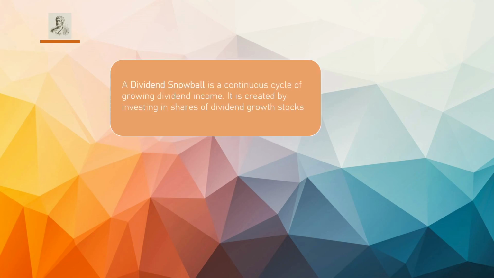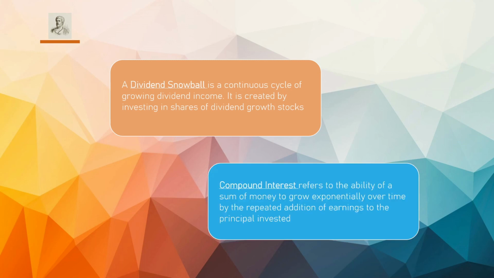Alright, so what is the dividend snowball and how can you use it to your advantage? So first of all, a dividend snowball is a continuous cycle of growing dividend income. It is created by investing in shares of dividend growth stocks. A bit of a disclaimer on this, it doesn't exactly have to be dividend growth stocks, it just really needs to be dividend stocks.